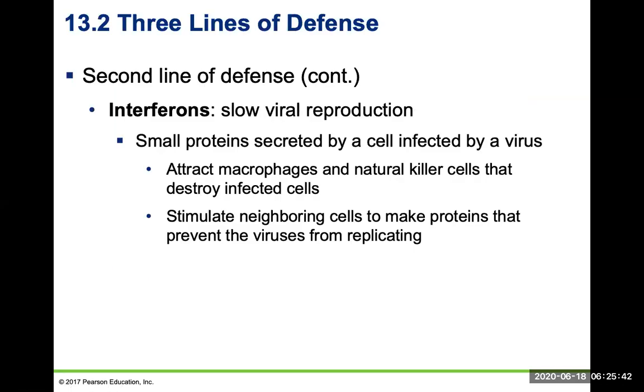Interferons slow viral protection. These are small proteins secreted by a cell infected by a virus. They will attract macrophages and natural killer cells that will destroy infected cells, and they'll stimulate neighboring cells to make proteins that prevent the viruses from replicating.